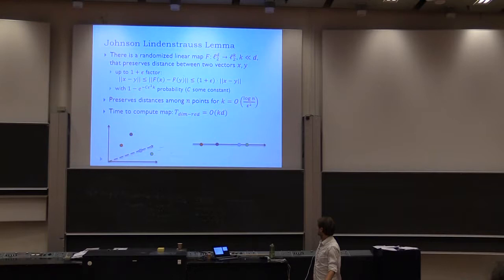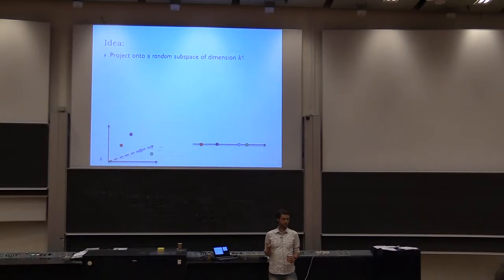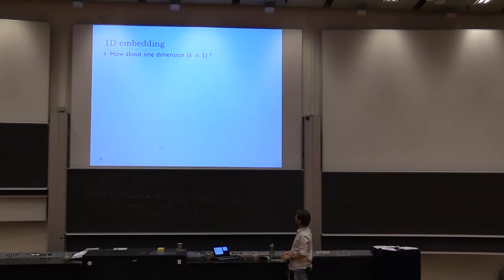So now we'll show how to construct it and why it works. Really the idea is that this map is a projection into a random k-dimensional subspace. We start with a really big d-dimensional space, we take a random subspace of dimension k, and we project the points there. Let's go a little bit slower. The statement even makes sense for k equals 1, so let's try to construct some kind of embedding into a one-dimensional space. The statement basically says that there will be some constant approximation with constant probability. So let's do at least that.